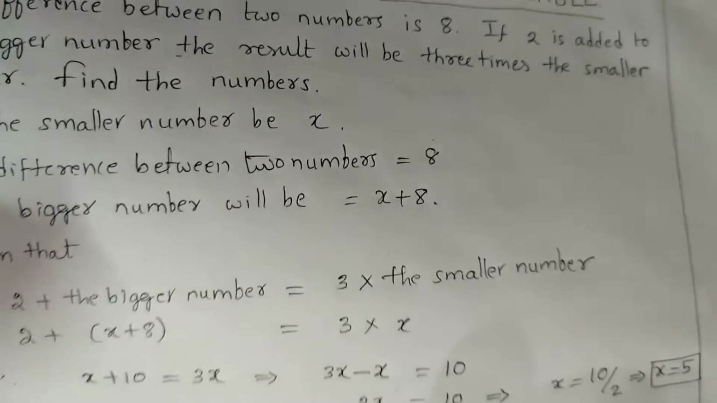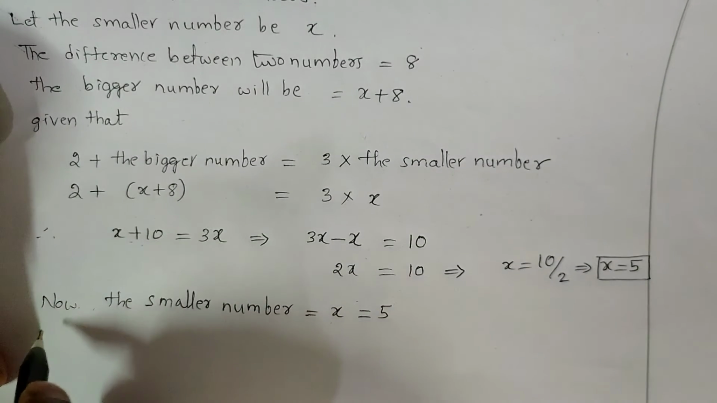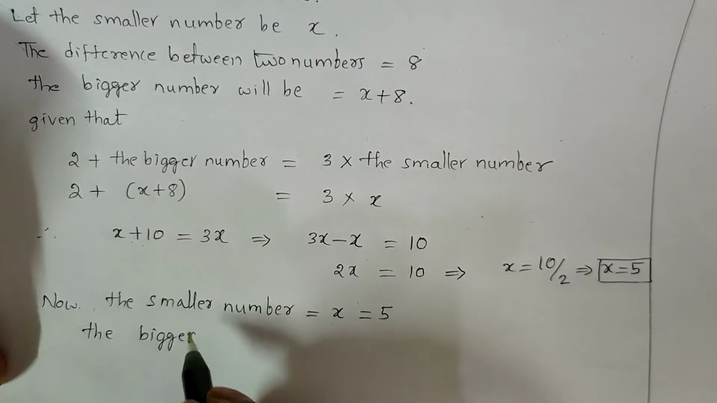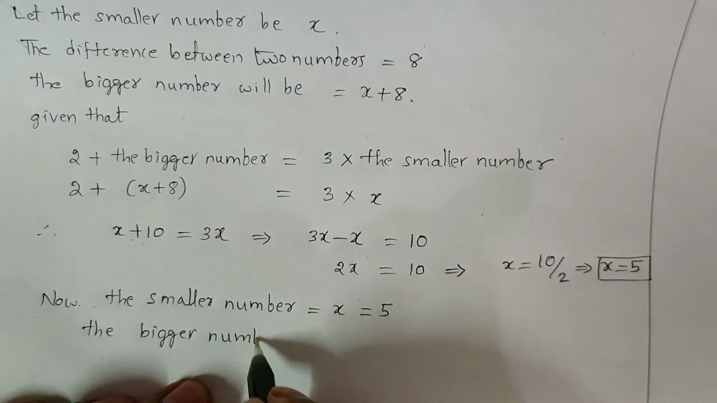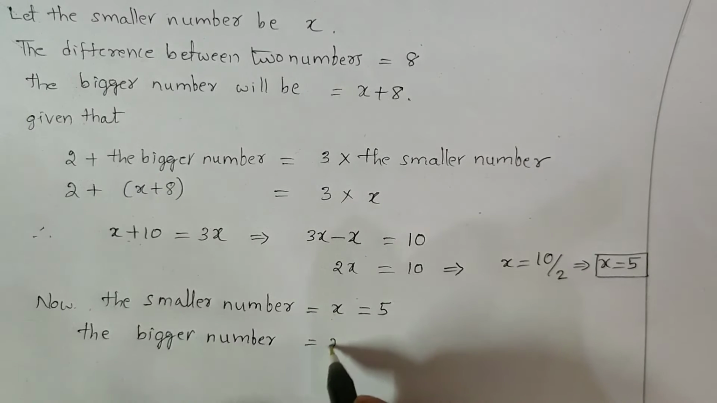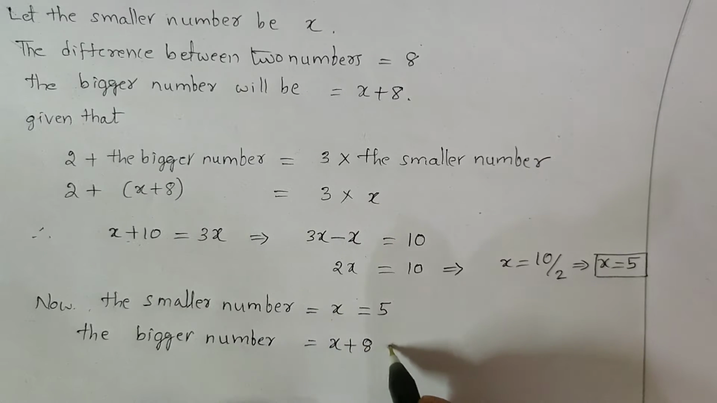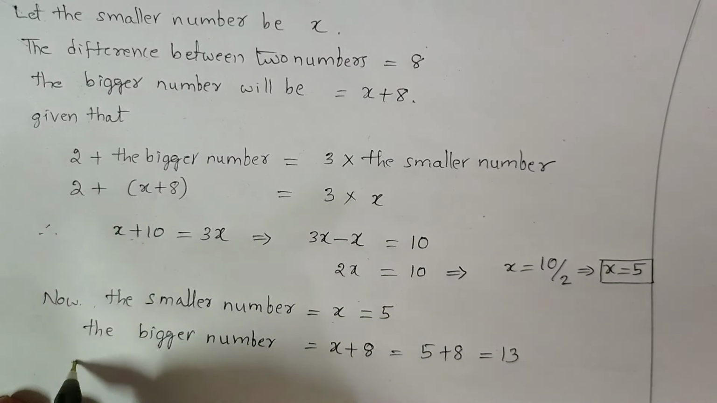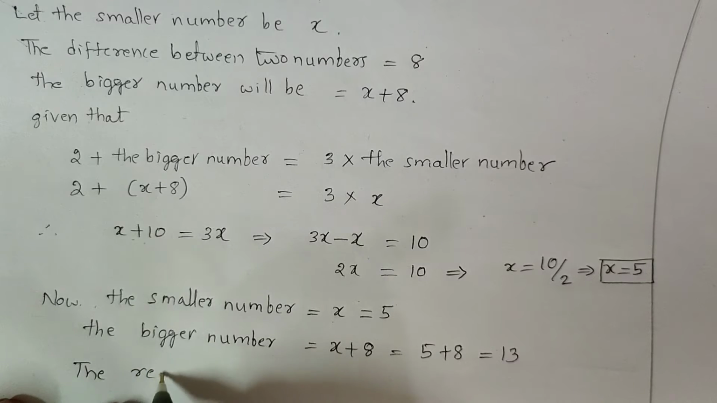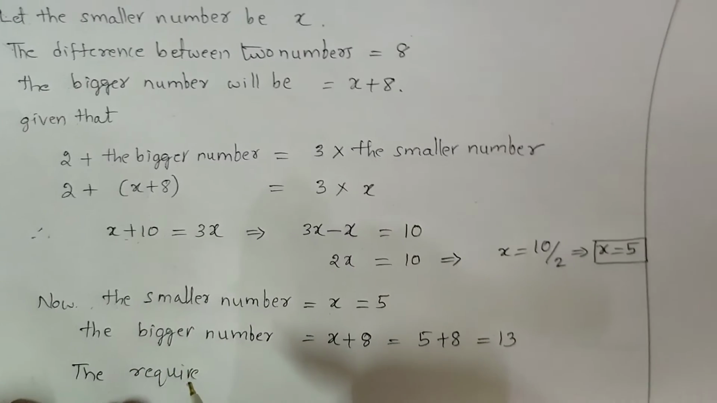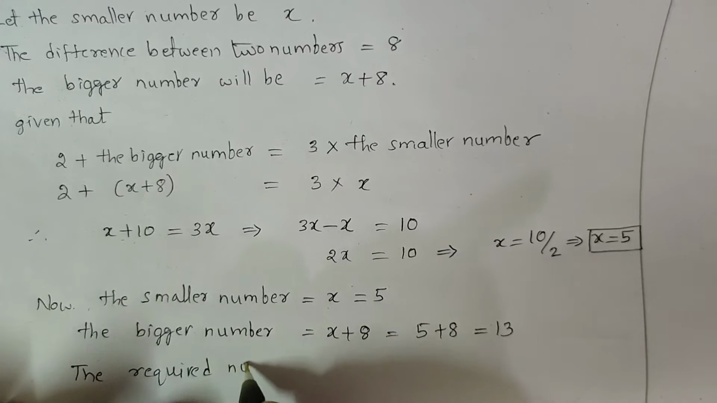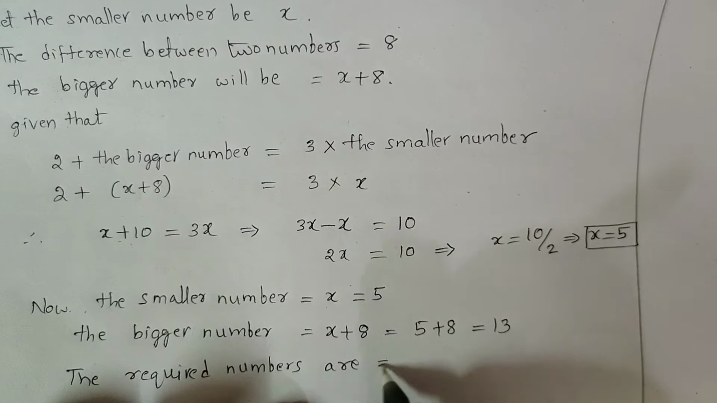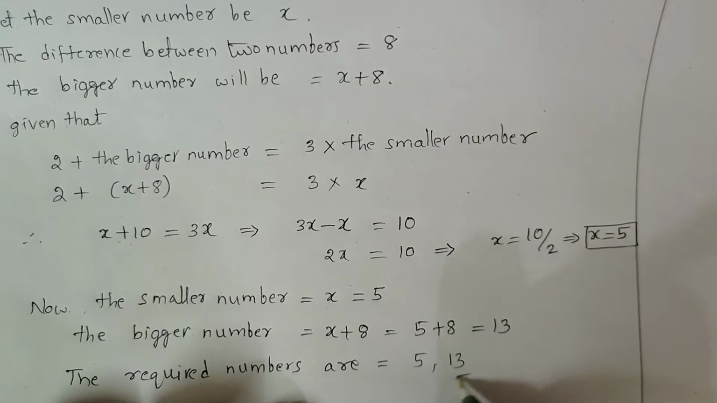Now, what else? The bigger number. So we have to write the bigger number. The bigger number is equal to x plus 8. So x is equal to 5. So 5 plus 8 will become 13. So the smaller number is 5 and the bigger number is 13. So the required numbers are 5, 13. That's it. That's the answer.